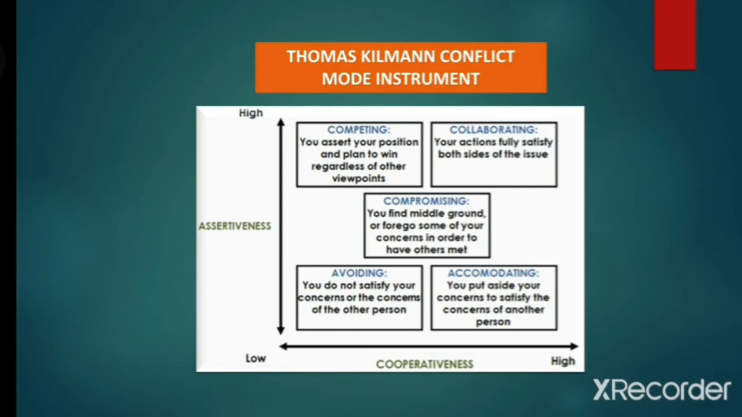The next is collaborating. Your actions fully satisfy both sides of the issue. This is also known as a win-win situation. A collaborating style includes finding a solution that will completely appease all the parties involved. When to use it? When the relationship is important, when the final solution will have a significant impact, when the interests, needs, and beliefs of all involved people need to be considered.